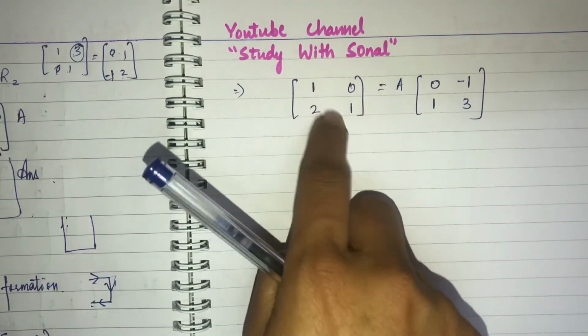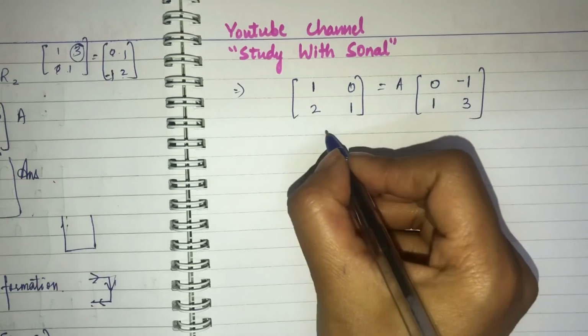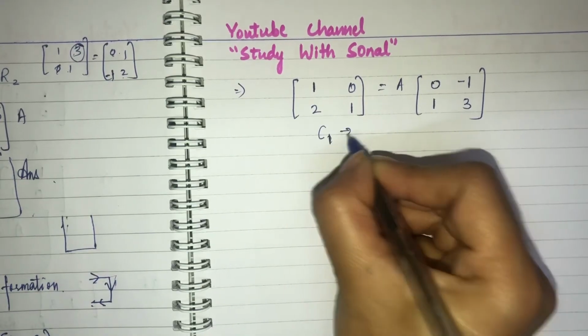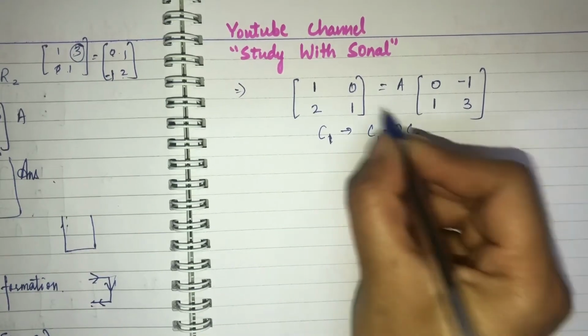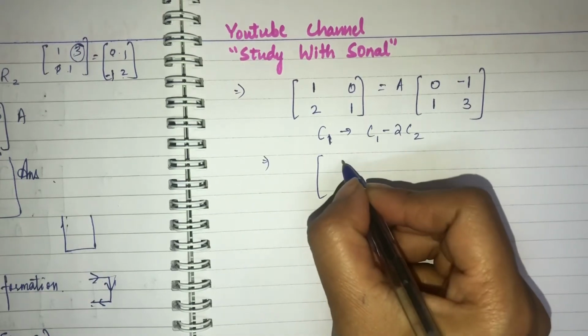1 0 1. I want 0 here. So what I will do the next step? C1 को change कर देंगे. C1 minus 2 times C2. उसको 2 से multiply करके.